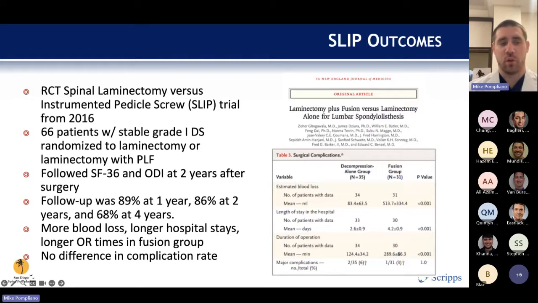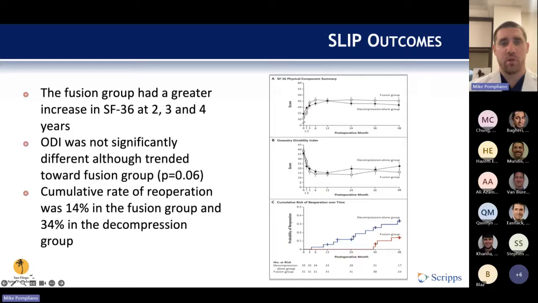They found more blood loss, longer hospital stays, longer OR times in the fusion groups, but no difference in the complication rates. The fusion group did have a greater increase in the SF-36 score at all endpoints, 2, 3, and 4 years, but the ODI was not significant, although it did trend toward the fusion group. It just missed the cutoff for the clinically significant. Cumulative rate of reoperation was 14% for the fusion group and then 34% for the decompression group.